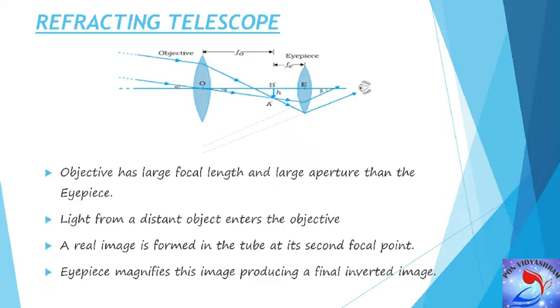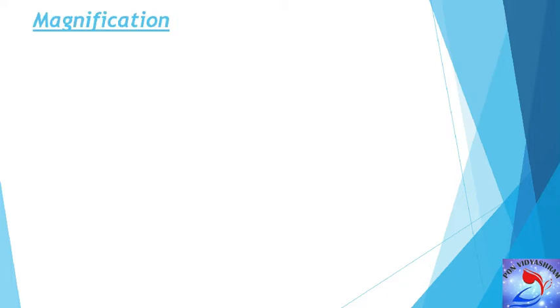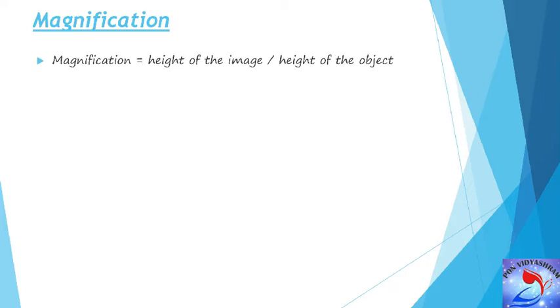Again we need to find the magnification of the refracting telescope. Just look at the angles. Here the angle subtended by the object I have marked as alpha, and the angle subtended by the image is beta. How to find the magnification? Again the same thing: magnification, as we know, is the ratio of the height of the image to the height of the object. So I have to find m, that is beta by alpha. The angle subtended by the image is beta and by the object is alpha.